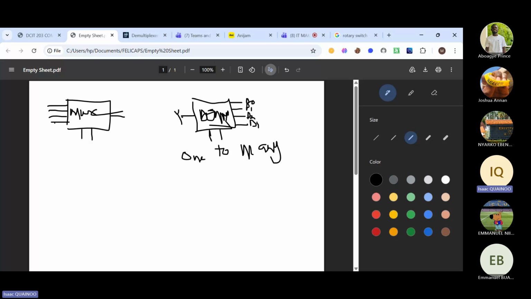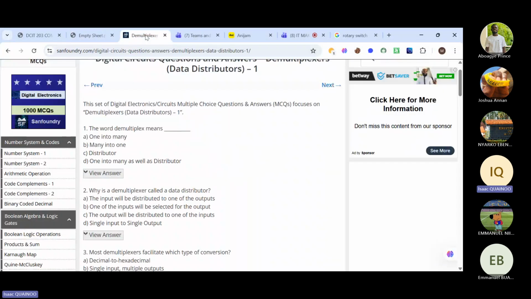Since it takes one input and distributes it to several output channels, we can tag this as a data distributor, which is very accurate and correctly depicts the functionality of a demultiplexer. A multiplexer functions more like a data selector, but a demultiplexer functions as a data distributor. So I would side with Mr. Nyako, option D.